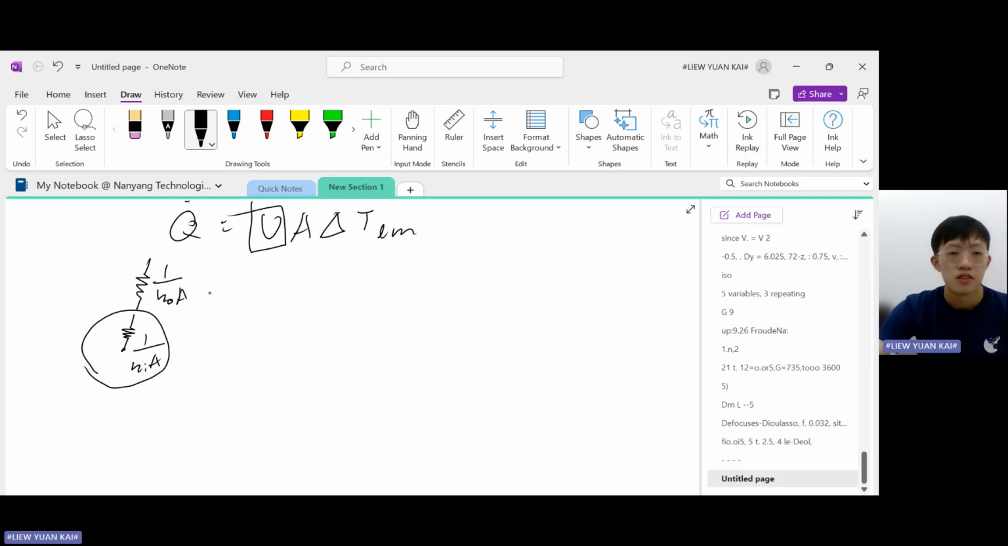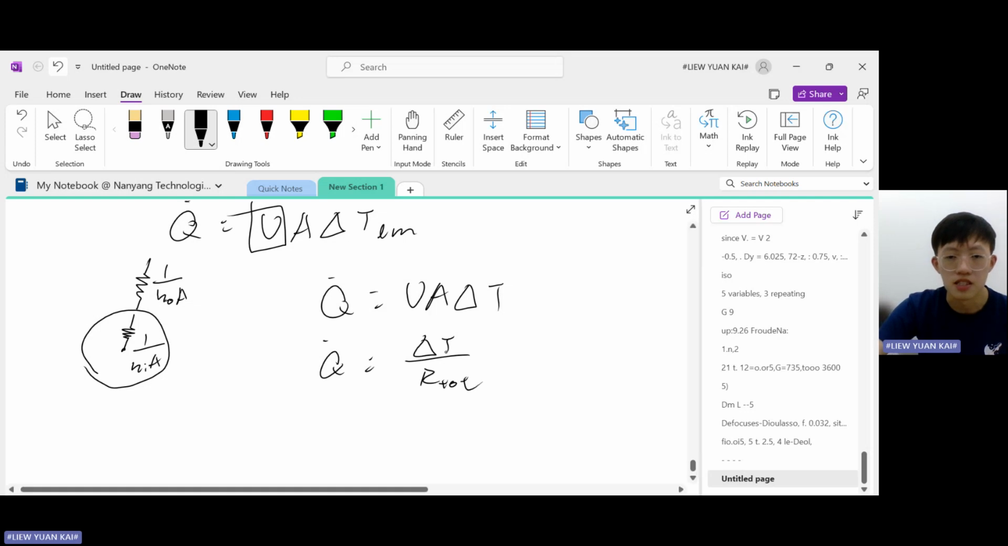So to get U, first of all, we express the heat transfer rate Q dot in terms of the overall heat transfer coefficient. This thing is called the overall heat transfer coefficient. So Q dot equals U A delta T. This is one version of the heat transfer rate. Another version is in terms of Ohm's law. Ohm's law states delta T divided by the total resistance, just like delta V over R gives you the current.